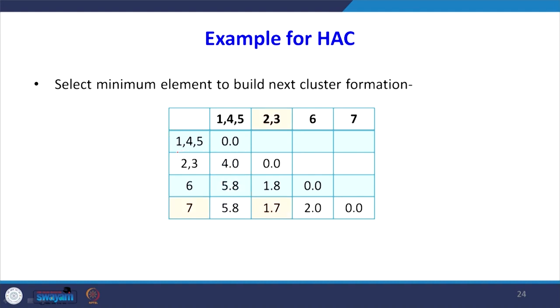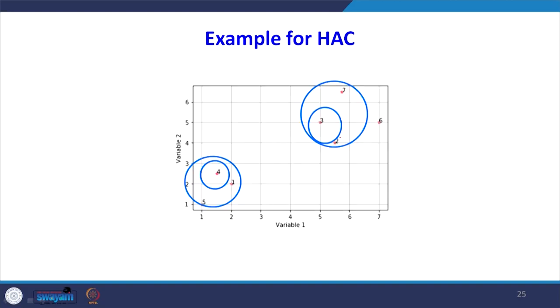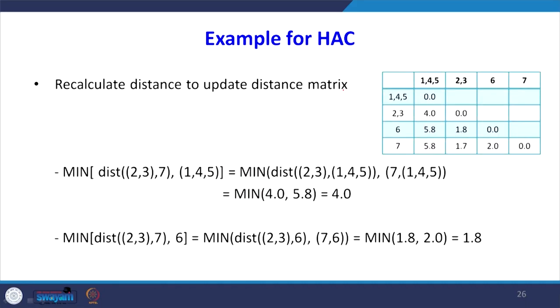The next step, what are we going to do? In the updated distance matrix, look at where the minimum distance is. So 1.7 is the minimum distance. So what is going to happen? The object 7 is going to be added into the cluster 2, 3. So now we will update this distance. You see that already there is a cluster in which 2 objects are there, because 7 also joined there.